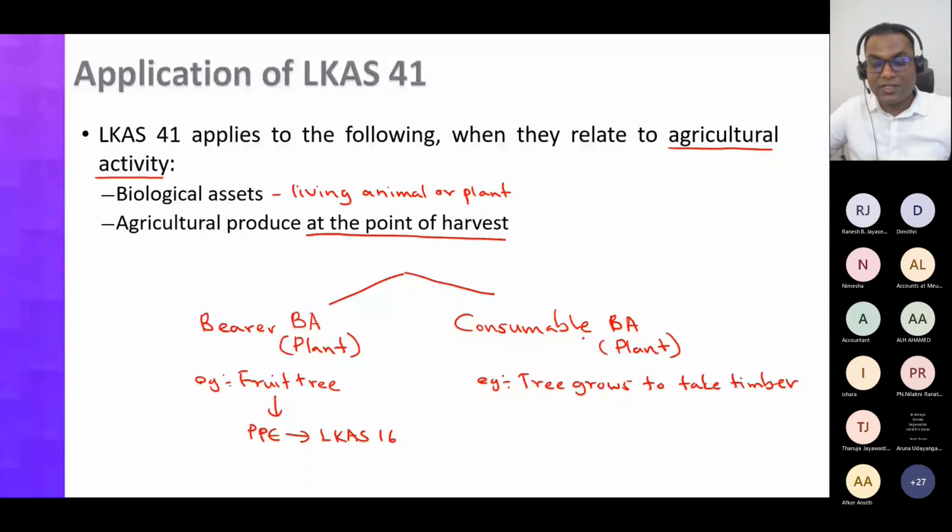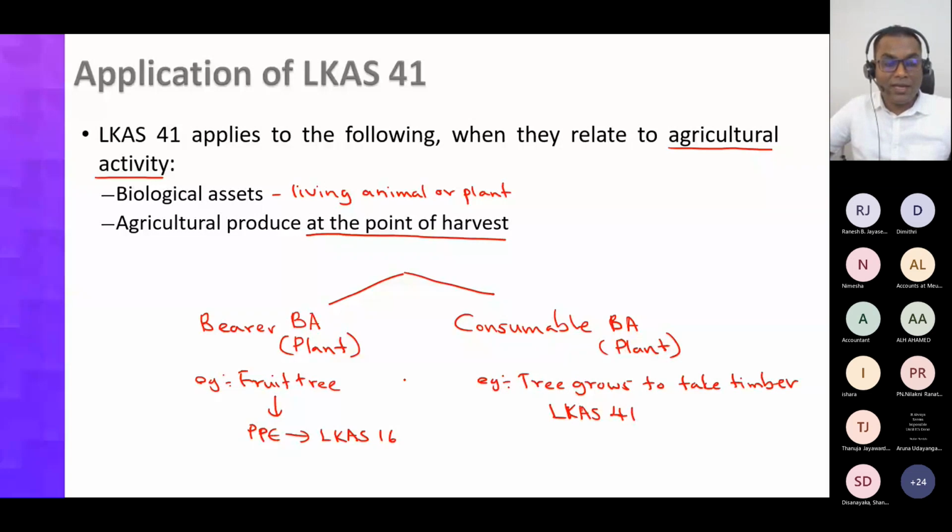But if you look at this one, consumable biological asset, that is the tree that you grow to take timber out of the tree, where you consume the tree itself. So the particular tree, let's say a teak tree or a mahogany tree, is a biological asset, so you apply LKS 41 to account for the particular tree. So for bearer plant and the consumable plant, you apply different treatments.